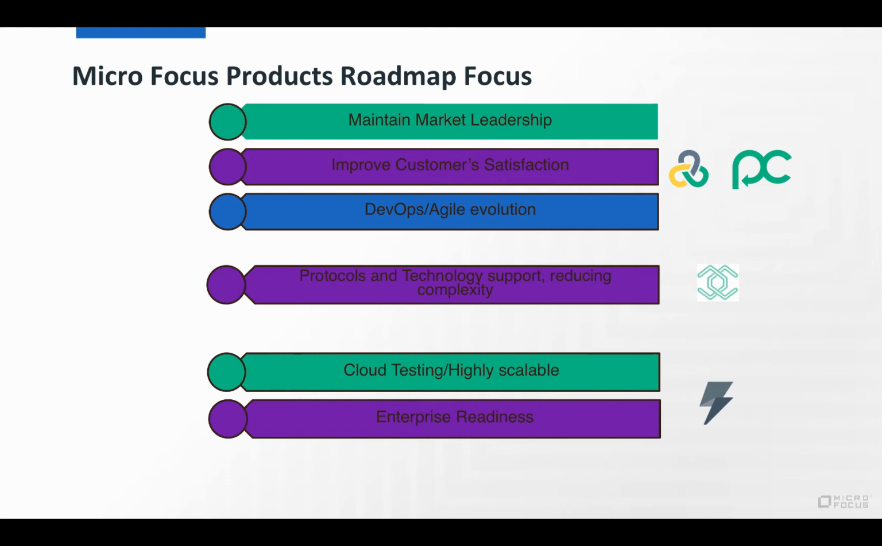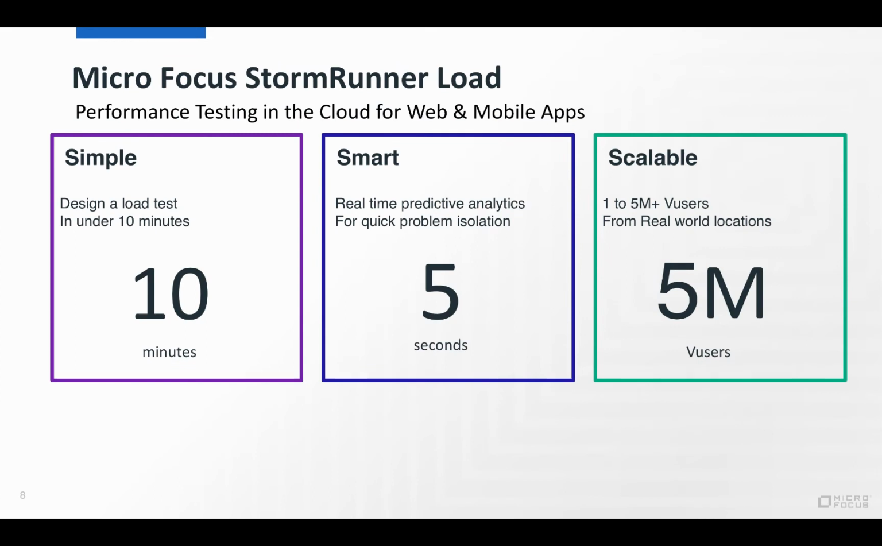So let's dive into StormRunner Load. StormRunner Load, as we love to call it, is based on the three S's: simple, smart, and scalable. Simple, because you can create and run a test in less than 10 minutes. Smart, because you can see results in less than 5 seconds.